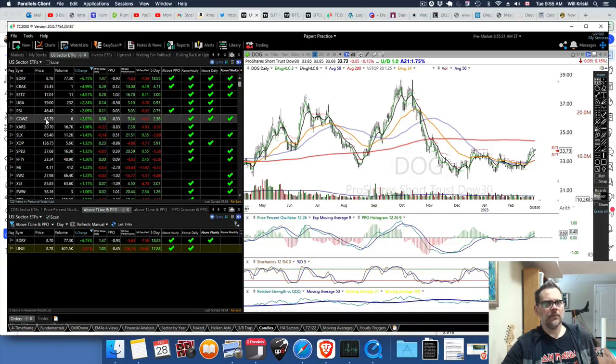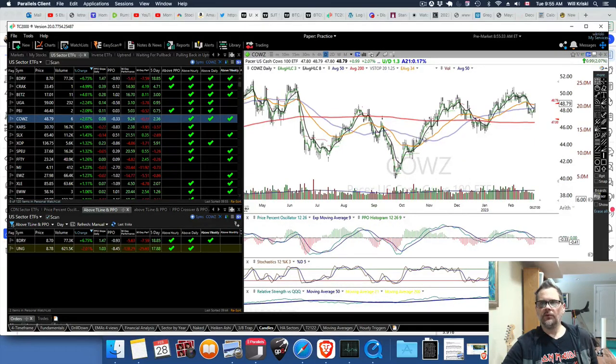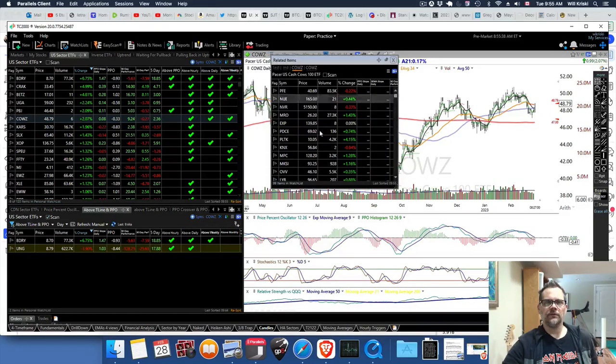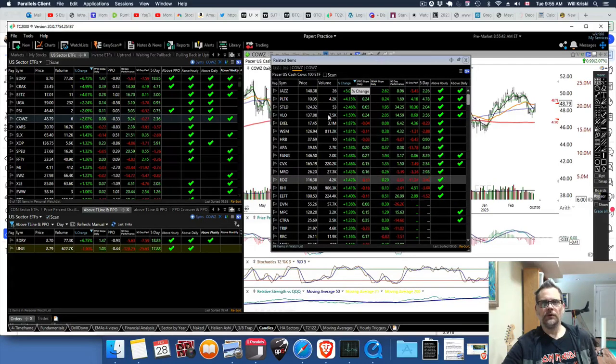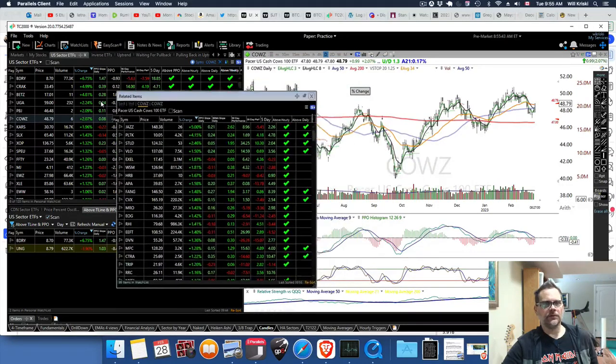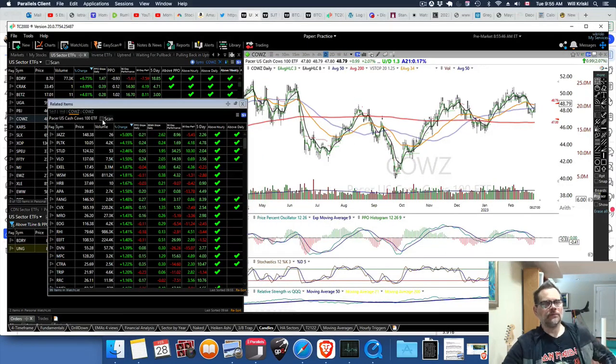So if you decided to get into cash cows, you can click on this link in TC2000. You can see all the stocks that are in there, which is really cool. And then you can click on those to see charts. You can run your scans. So you can look inside an ETF, see the stocks, find the best ones.